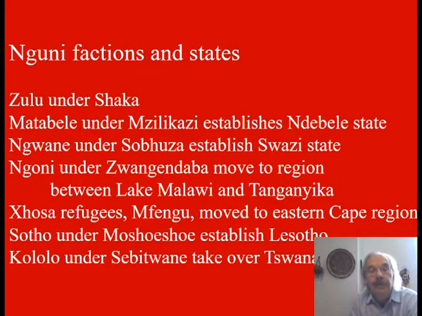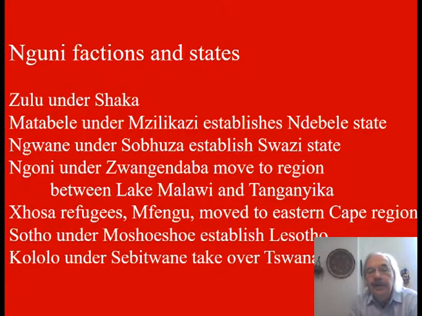First is the Zulu, who were under Shaka as the leader, and then his successors, including Dingane, we'll talk about in a minute. The Matabele, who are under Mzilikazi, and who established the state of the Ndebele. The Ngwane, another ethnic group or Nguni faction, who were under Sobhuza, which established the Swazi state and Swaziland. Swazi exists today. The Ngoni, who are also a subsection of the Nguni, who are under Zwangendaba, and they moved out of the region, and they moved as far north as Lake Malawi and Lake Tanganyika.